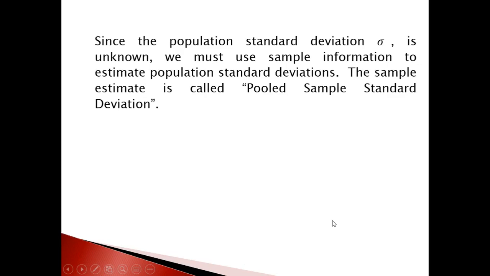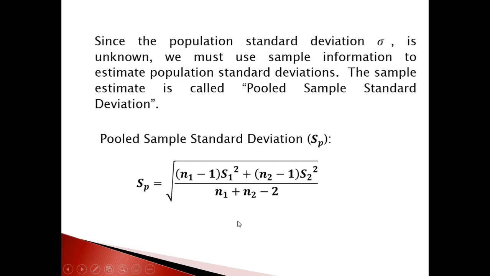Since the population standard deviation sigma is unknown, we must use sample information to estimate population standard deviation. The sample estimate is called pooled sample standard deviation. This pooled sample standard deviation we denote using S and subscript P. We call this SP equals square root of n1 minus 1 times s1 squared plus n2 minus 1 times s2 squared divided by n1 plus n2 minus 2. Here n1 is sample 1 size, n2 is sample 2 size.